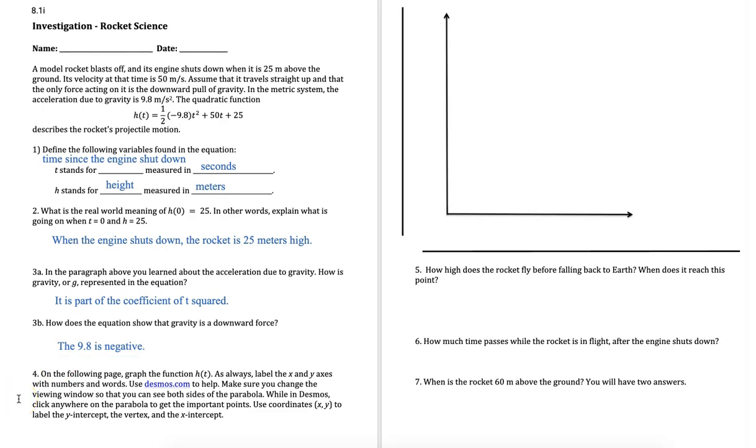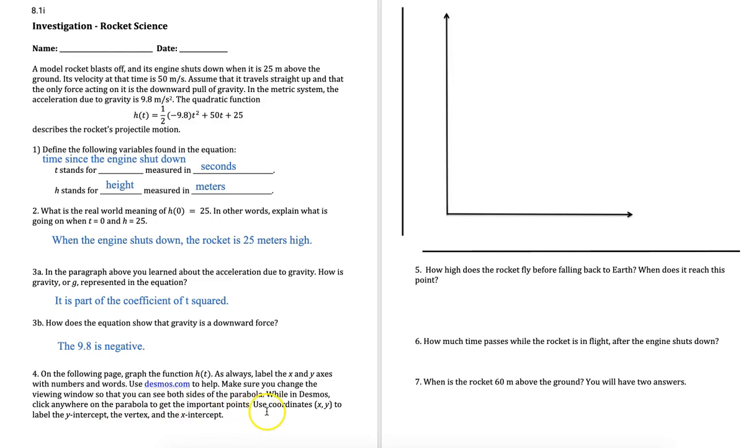All right, number 4, we're going to do some graphing. We're going to graph the function. And I suggested that you go to the website desmos.com to help, so we'll take a look at that. We'll need to change our viewing window so we can see both sides of the parabola. And we can use Desmos to locate points by clicking anywhere on the graph.